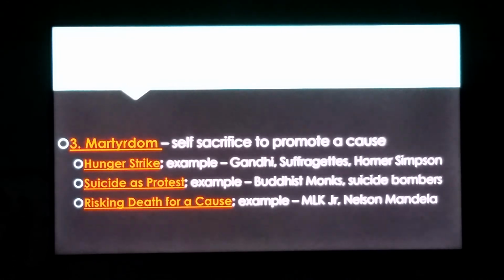Suicide as protests. Examples here, Buddhist monks in Vietnam. While the Vietnam War was ramping up, they self-immolated, which means they lit themselves on fire to bring attention to what was going on in Vietnam. Suicide bombers. Obviously, none of us agree with suicide bombers, but a lot of them carry a very political message, which we will talk about as we get into the war on terror. And then risking your life, risking your death for a cause.